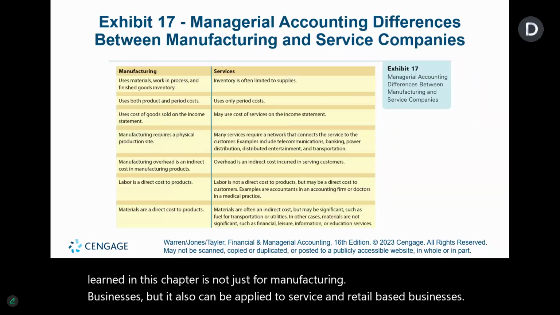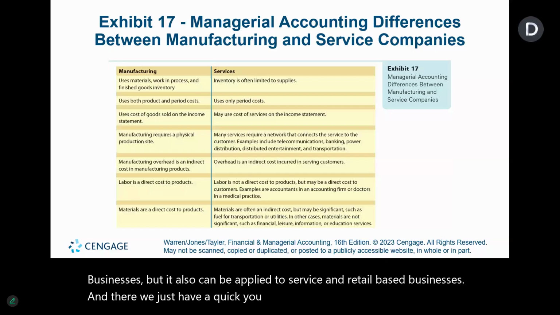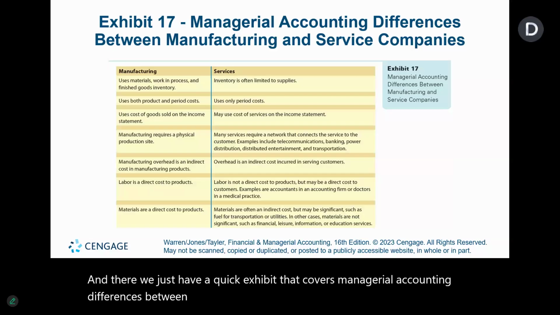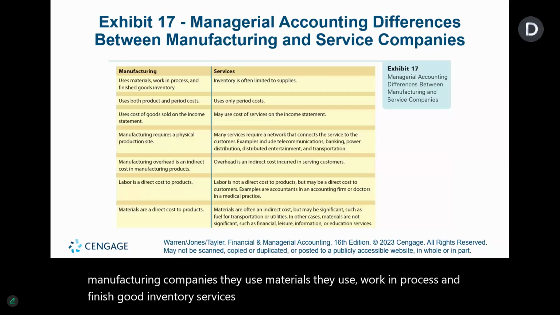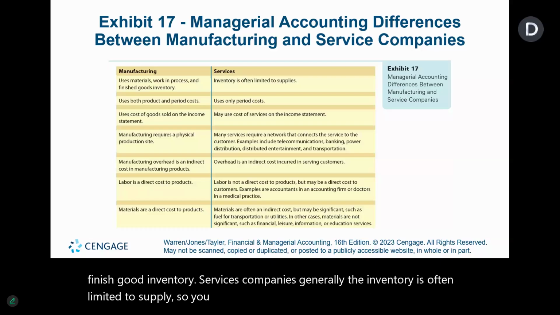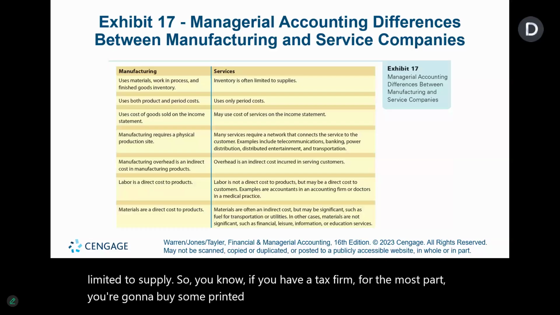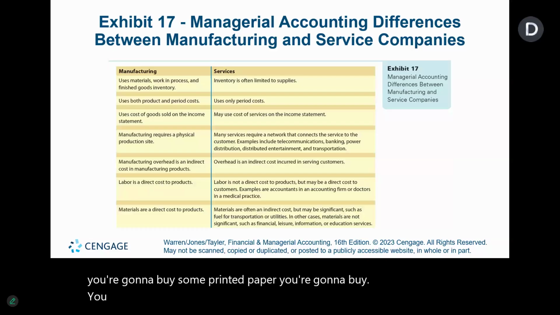And then here we just have a quick exhibit that covers managerial accounting differences between manufacturing and service companies. Obviously manufacturing companies use materials, work in process, and finished goods inventory. For service companies, generally the inventory is often limited to supplies. So if you have a tax firm, for the most part, you're going to buy some printed paper, some pens, and things of that nature.